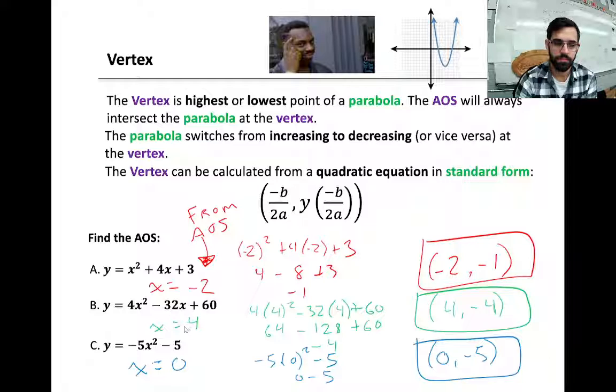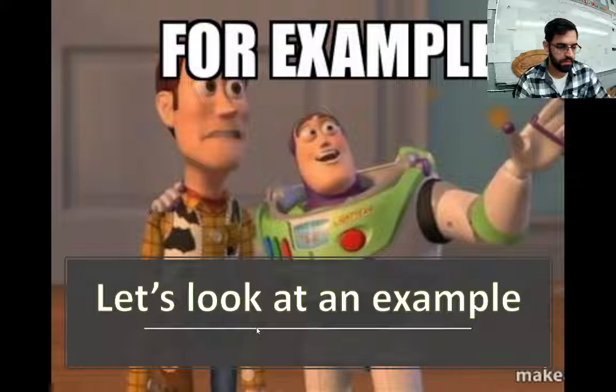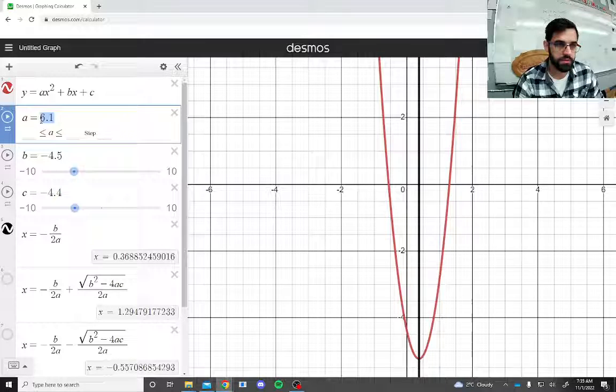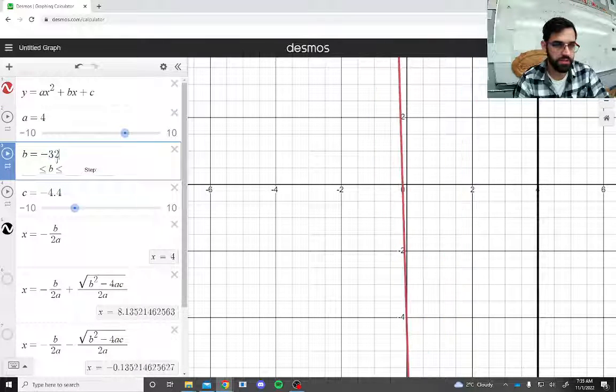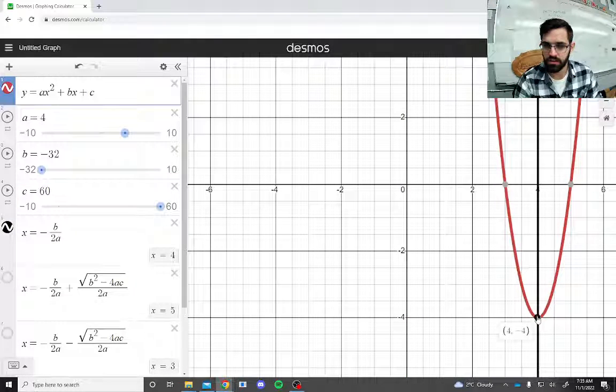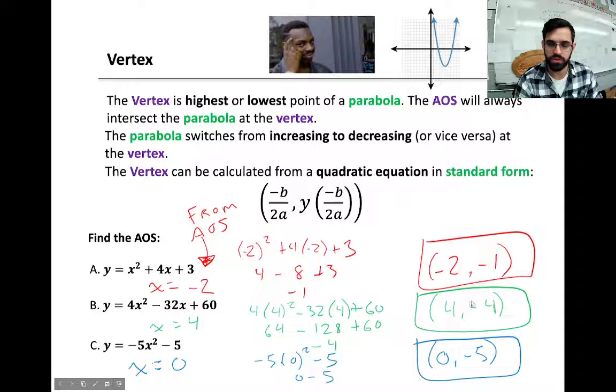We can do that for example b. Our axis of symmetry is x equals 4. So 4 is the x value of the vertex. Plug in 4 for x, we get y equals negative 4. So 4, negative 4 is the vertex for this one. We could graph that to verify it. A is 4, B is negative 32, and C is 60. We see our vertex right here is 4, negative 4. That matches up with this right here.